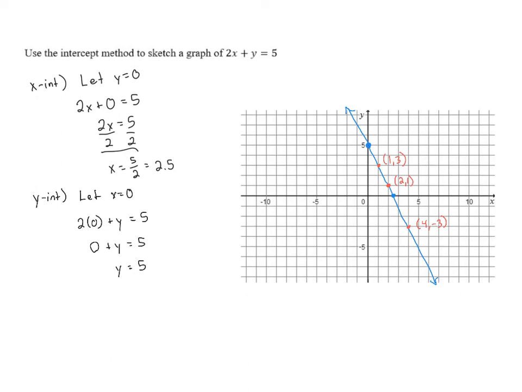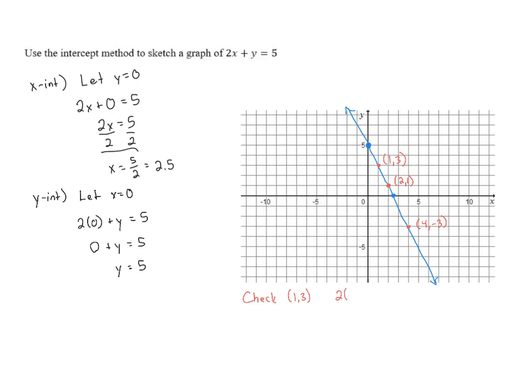If you're using a ruler and you're doing everything carefully and precisely, it'll be much easier to find a point to test. I'm going to pick (1, 3), just because that's the one that seems to line up the best. So let's check that (1, 3) satisfies this equation.